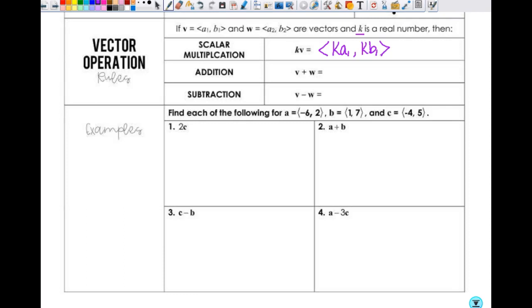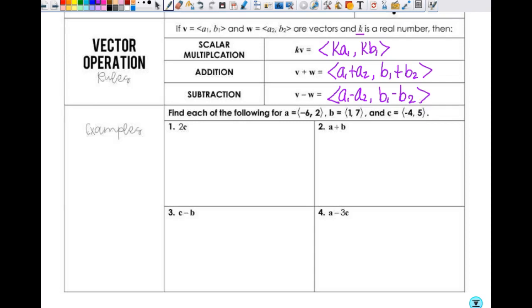So when I want to add them, it looks like this: a1 plus a2, comma, b1 plus b2, just like when you would add ordered pairs that were coordinate points. Subtraction: a1 minus a2, b1 minus b2. It all really is that easy. What questions do you have?